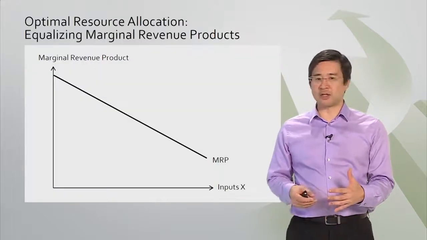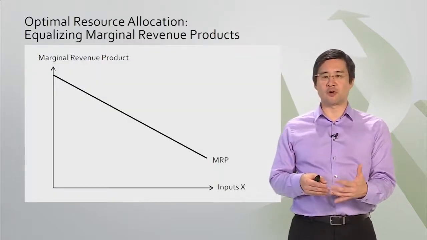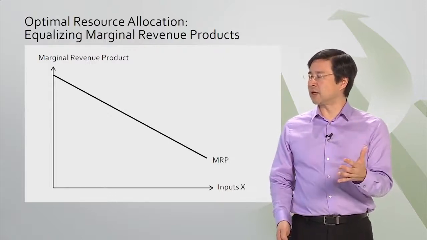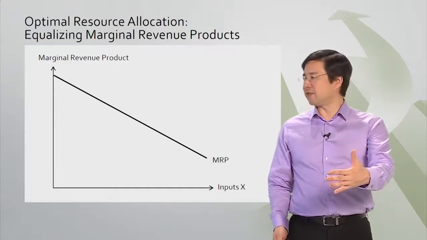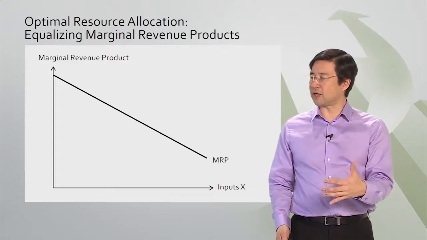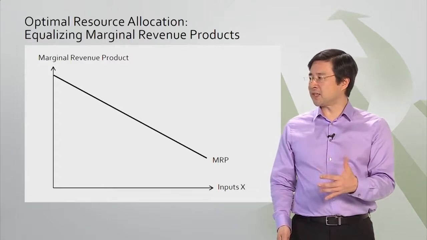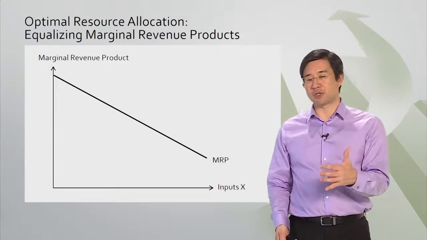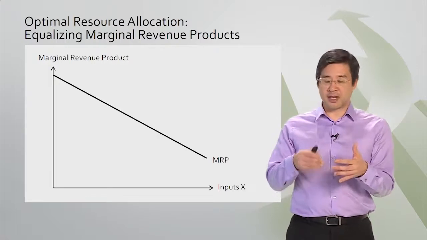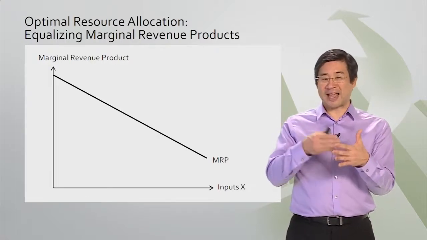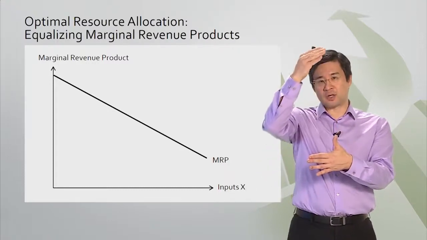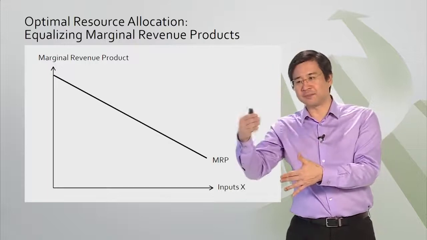Now, when we think about the optimal resource allocation to a firm, it's helpful to think about the marginal revenue product being a function of the amount of input that is being put into a production process for a firm. Specifically, we usually think of this curve as being downward sloping because there are decreasing returns to scale, which simply means that as I increase the amount of input X by an extra unit, the amount of additional output I get will eventually start to decline.